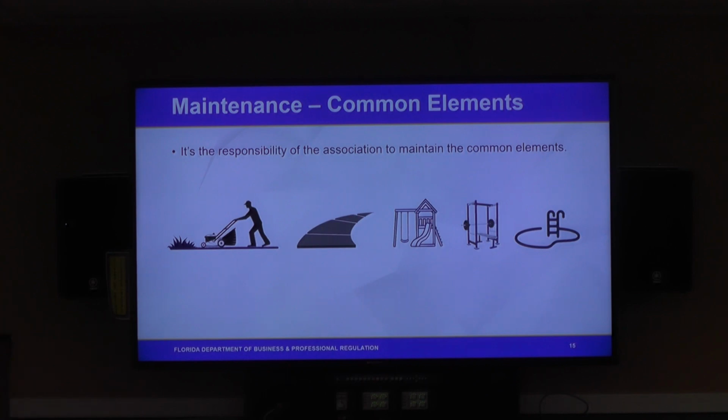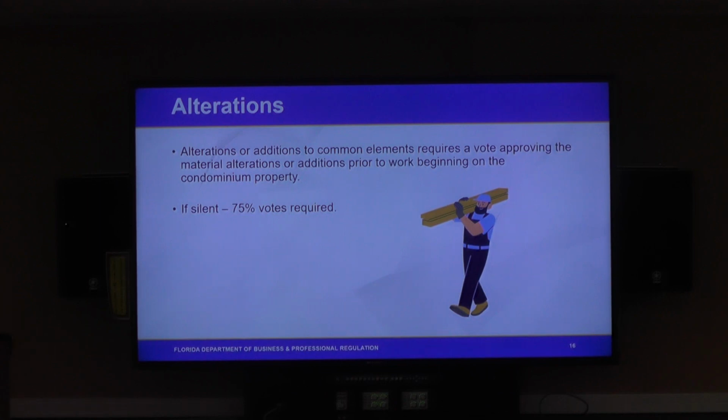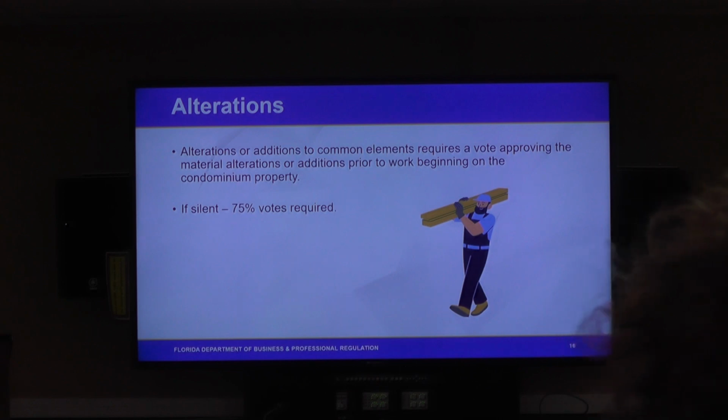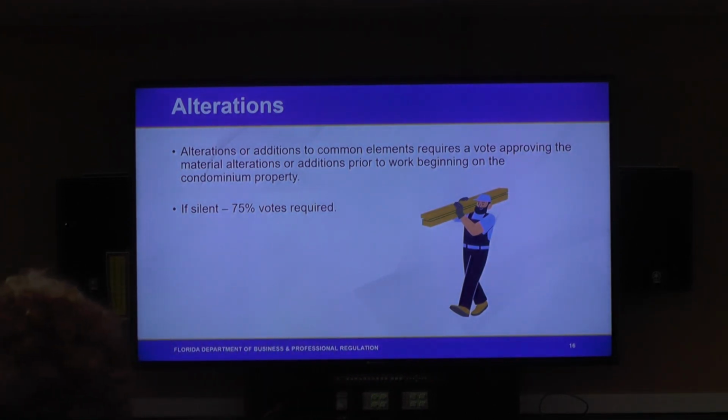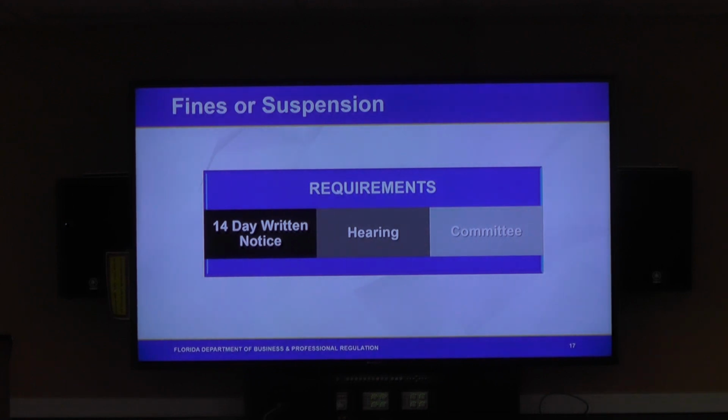Maintenance, common element. It is the responsibility of the association to maintain the common elements: lawn, sidewalk, playground, gym, and pool. The declaration may state that limited common elements are only to be maintained by those entitled to use them. Alteration. If the declaration does not specify a process, 75% of the total voting interest of the association must approve the alteration or addition before material alteration or addition are commenced. So make sure that's 75%, 3/4 of the total voting rights.